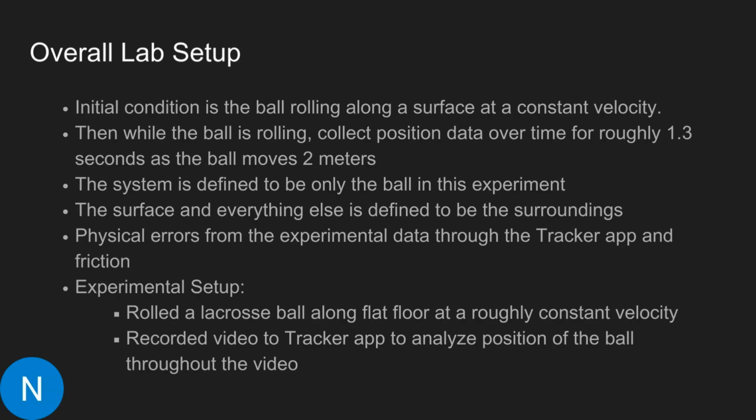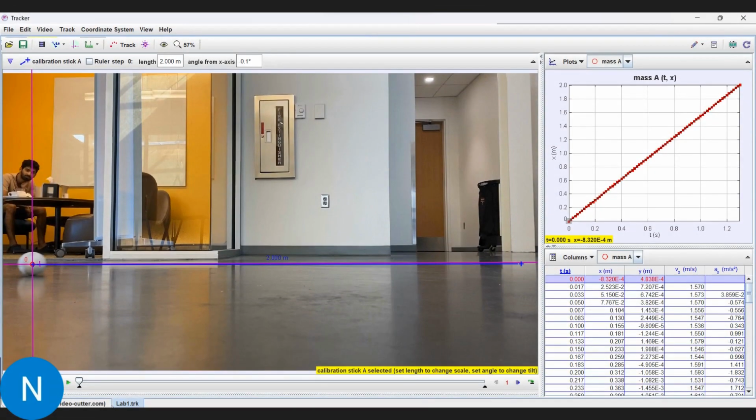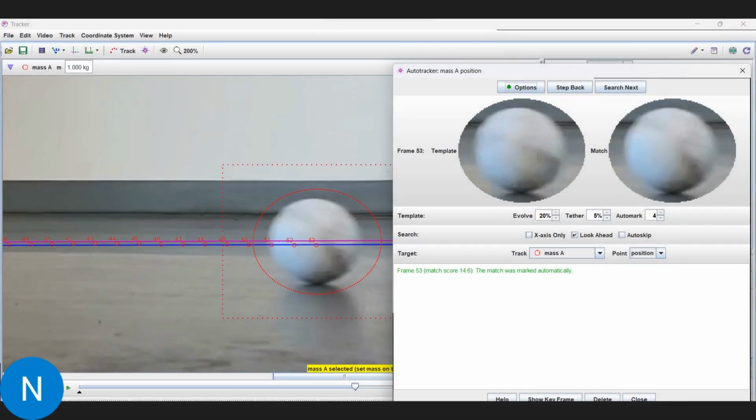And in the experimental setup, we rolled a lacrosse ball along a flat floor at a constant velocity and recorded the video to the Tracker app to analyze its position. This is just a video of the ball. Here in the Tracker app, you can see we have the coordinate system defined by the pink lines, and then we have the scale developed by the blue lines. And then off to the right, we have the position graph and then the data table below. So by selecting the ball, the Tracker app will automatically go frame by frame of the video and try to find exactly where the ball is, place a point, and then from there it can analyze the position and velocity.